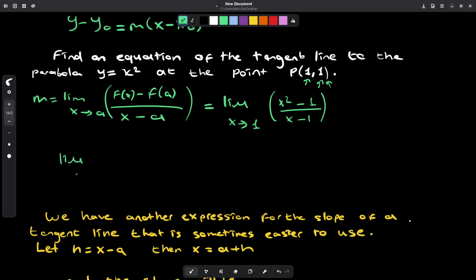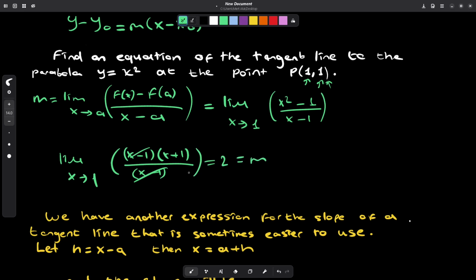Evaluating this limit is really easy, right? The limit is as x approaches 1. We can write this as (x minus 1)(x plus 1) over (x minus 1). Cancel these out. The limit is 2, which is equal to my slope. Now I know the slope, now I know a point. y minus y0, 1, is equal to 2 times x minus another 1 from here. Let's play with it a little bit, why not? 2x minus 2, y minus 2x plus 1 is equal to 0.